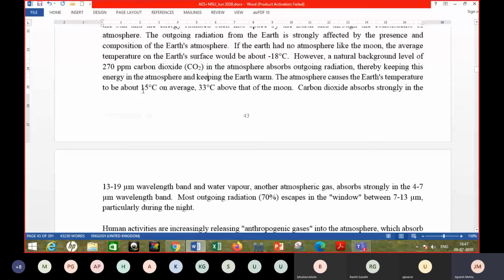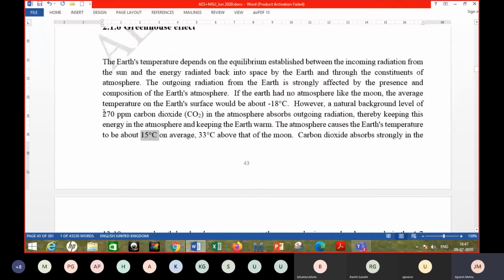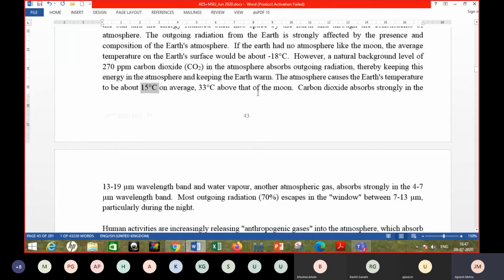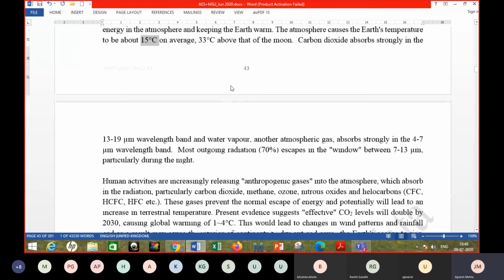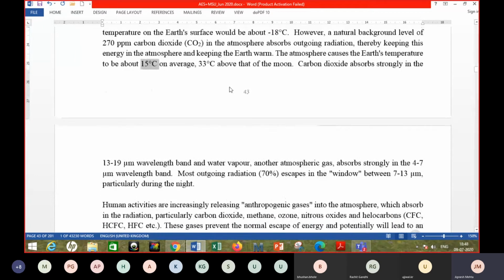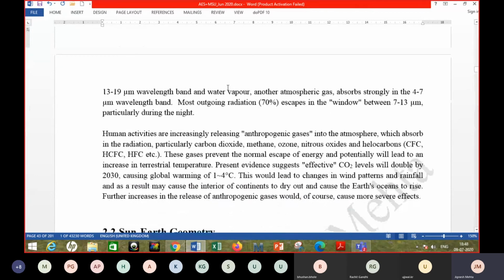So the average temperature of the Earth because of these greenhouse gases is 15 degrees Celsius. What do they do? They absorb solar radiation, but they don't let all of it go back to space. Because of that, the Earth's atmosphere remains at a somewhat higher temperature, and life on Earth is possible. Okay, so that's about the greenhouse.